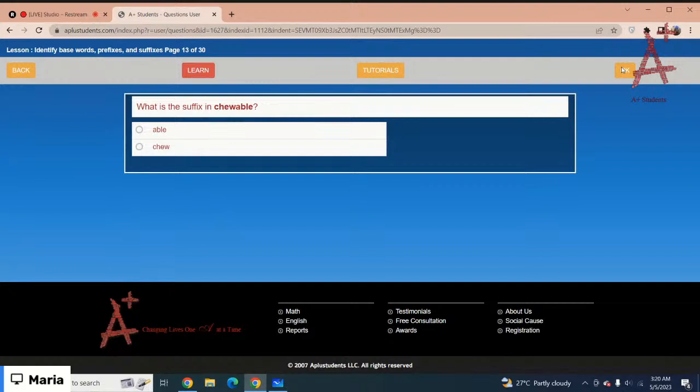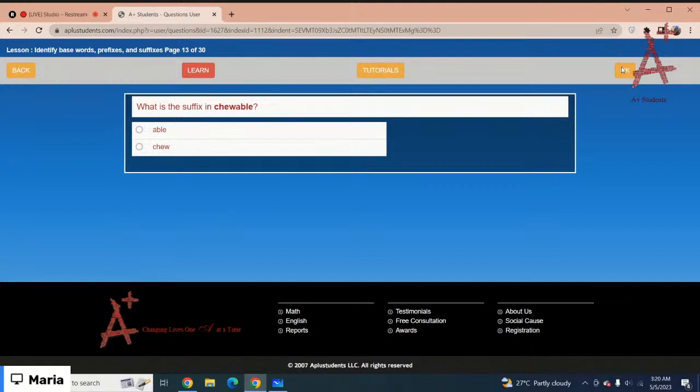Which is the suffix of chewable? Which is the correct option? It would be, suffix you have to identify. Just read the question carefully and then answer. You have to identify the suffix here.